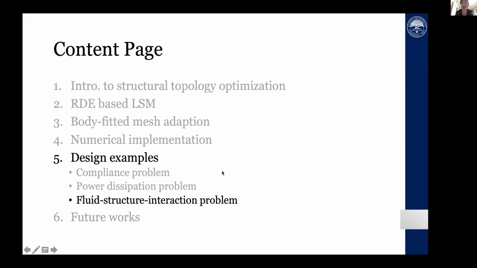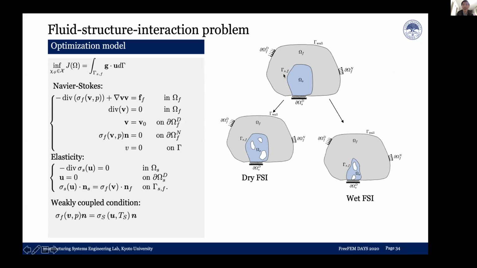Okay, the last optimization problem we are going to show today is the multiphysics problem, fluid structure interaction. Basically, the FSI optimization problem can be classified into dry FSI and wet FSI. As its name indicates, for the dry FSI setting, only the shape and the topology of the internal structures can be optimized. But for the wet FSI setting, the methods are able to manipulate the geometry of the fluid structure boundary.